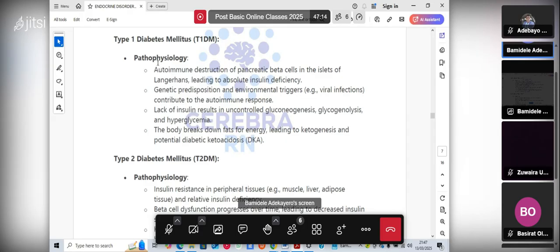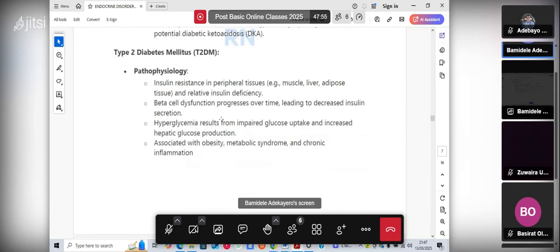Now, type 1 or insulin dependent happens when there's destruction of the pancreatic beta cells. Insulin is produced by the beta cell. When that beta cell is destroyed, either by autoimmune destruction or by removal due to surgery or carcinoma, then there's no production at all, leading to absolute insulin deficiency. It can be caused by autoimmune destruction, by viral infection, or by whatever reason. There is just no insulin being produced.